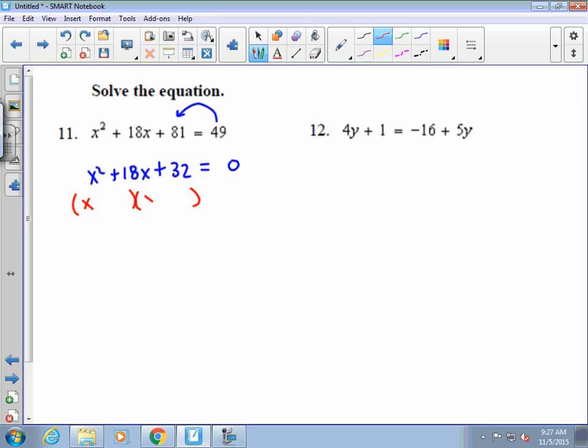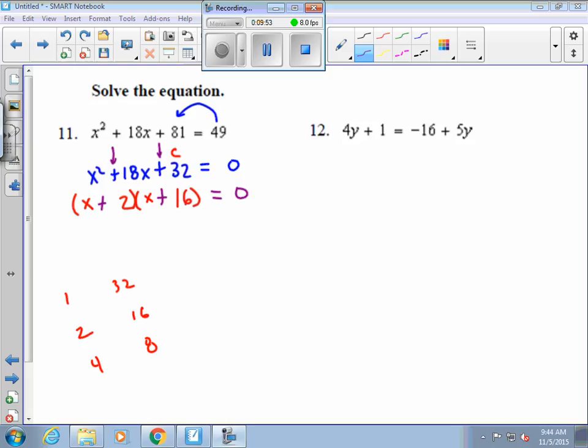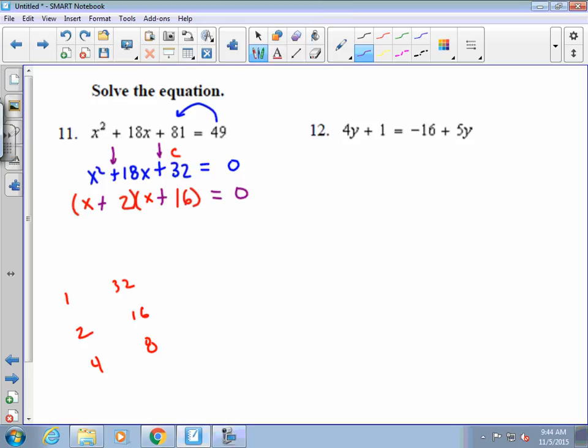Factor C, it's x and x. This is C, 1 and 32, 2 and 16. 3 doesn't go into it, 4 goes into it 8 times. 5, 6, and 7 don't. So which pair of those gets you to B's value 18? Only 2 and 16 do. This sign tells you that both of them are the same. This sign says since they're the same, they're both plus. Plus 2, plus 16. So now we have x plus 2 times x plus 16 equals 0.